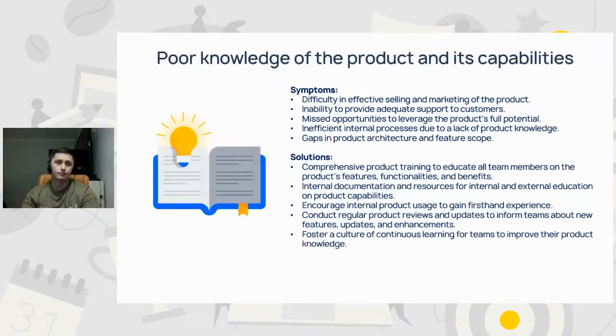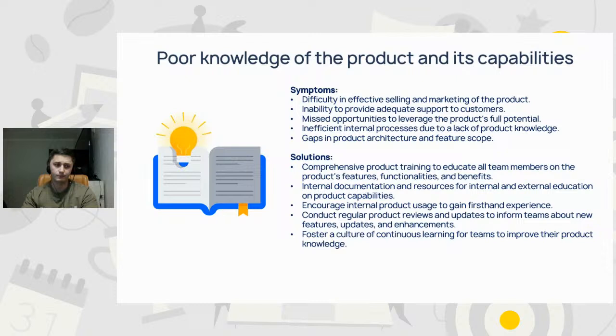The next problem is a poor knowledge of the product and its capabilities. Again, you may encounter it with the sales and customer success team. Sometimes the engineering team may not fully understand how the product works. They may understand how a part or component of the product works, but they may not fully understand how the product as a whole operates and what cross dependencies and interdependencies it has, especially when we talk about complex products.